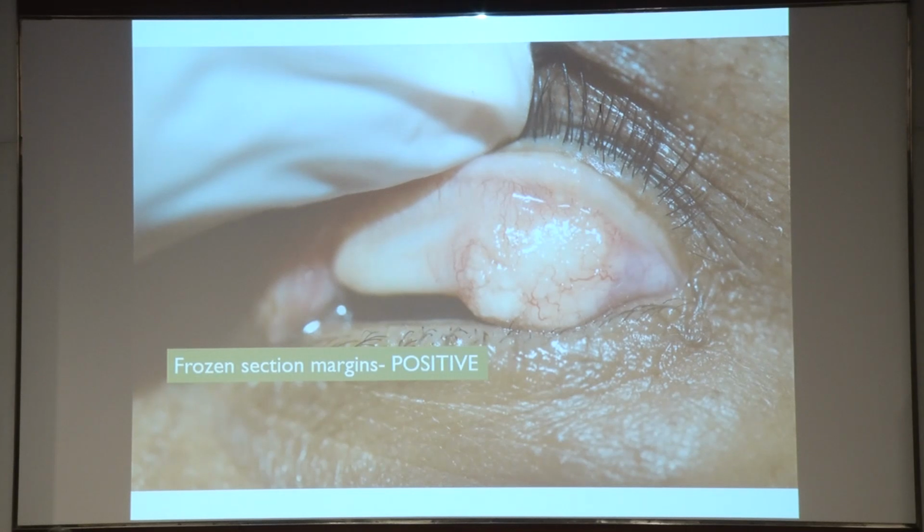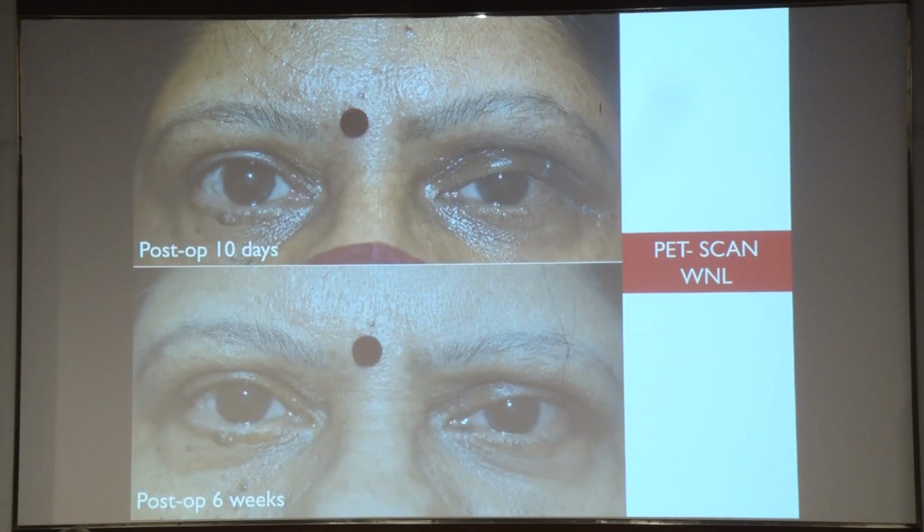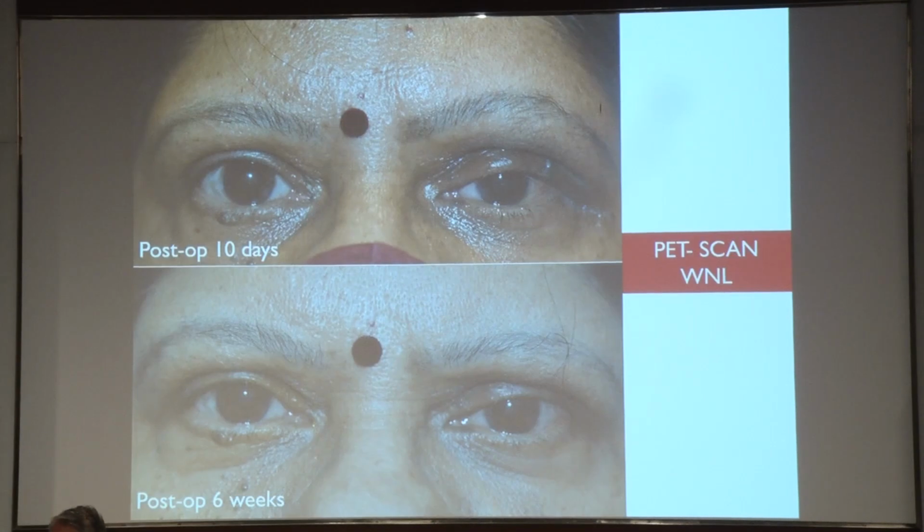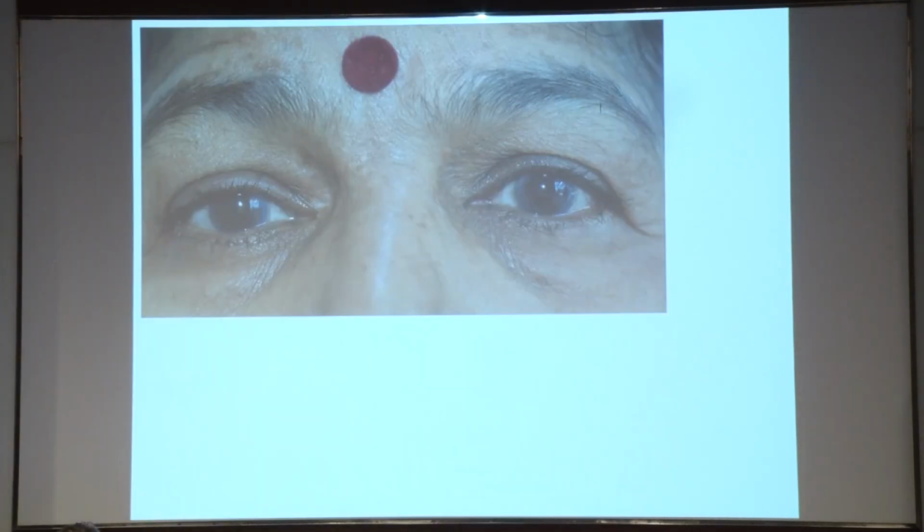So it was a very plaquic, very unusual presentation of a sebaceous gland carcinoma, which was very, very invasive. And this is the excision that we usually do, and still it came as positive. So this is post-operative 10 days, extensive excision, and then post-operative 6 weeks. So in sebaceous gland carcinoma and the lethal eyelid malignancies, we do go ahead doing a PET scan. She underwent PET scan. It was within normal limits.